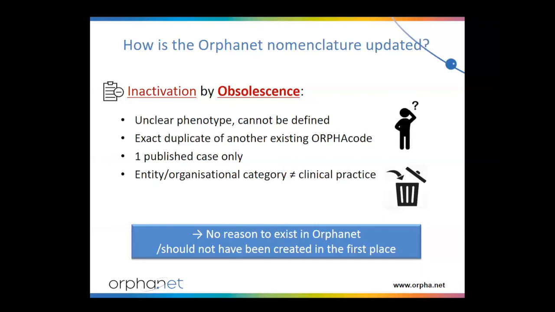Or the phenotype is only described in 1 case, which is possible because the 2 published cases rule has not always existed. And finally, it can be the removal of an organizational category or an entity that does not reflect the clinical practice. And I'm going to show you an example of what this means.